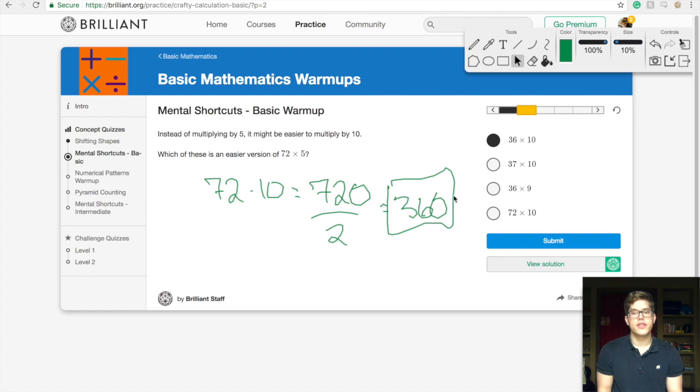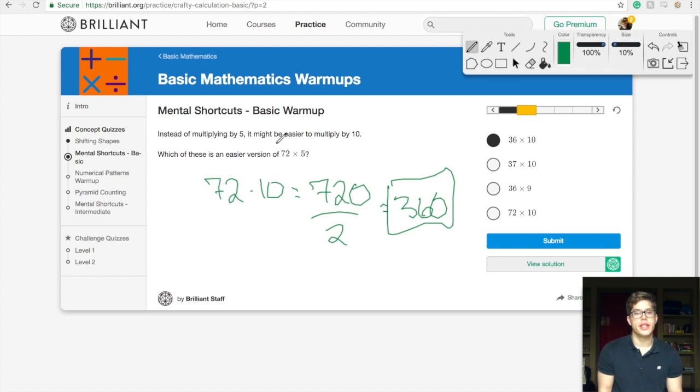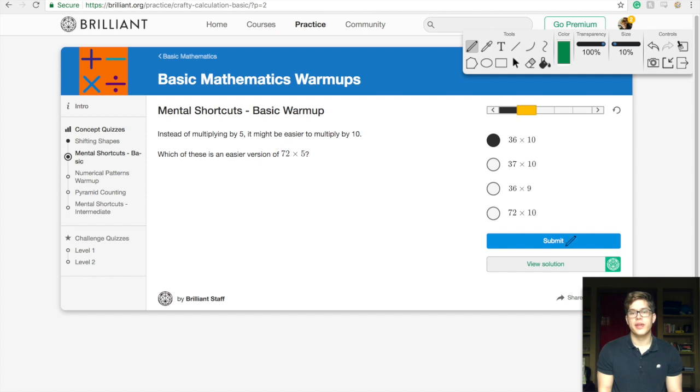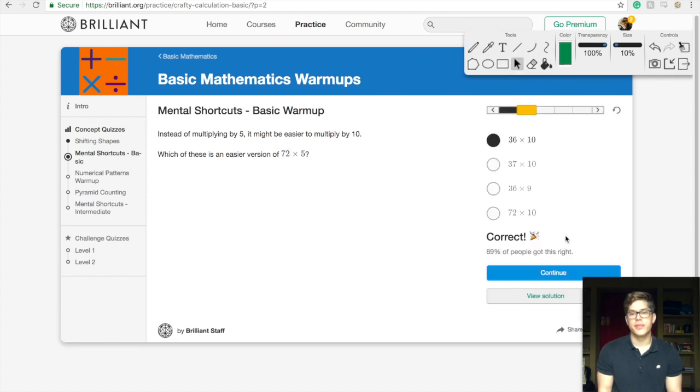Now, why does this maybe look a little bit different? It's because they divided the value of 72 by 2 to begin with. They first cut 72 in half and got 36, and then they multiplied by 10. Either way, the way I just did it or the way they did it is perfectly valid. Choose whichever way you think is easiest. All right, so let's submit our answer. Awesome. Next problem.